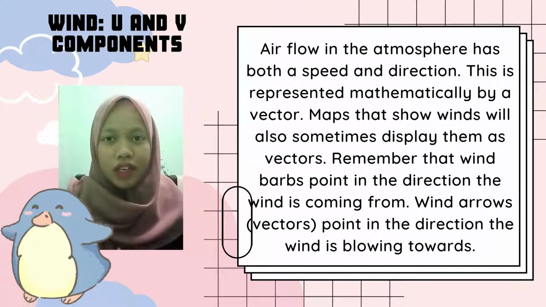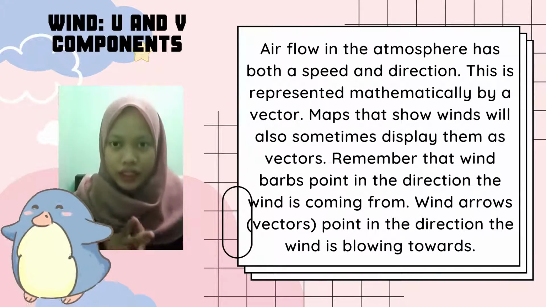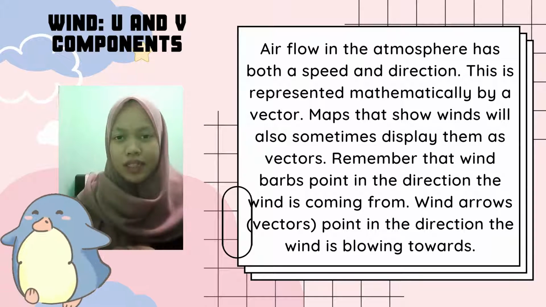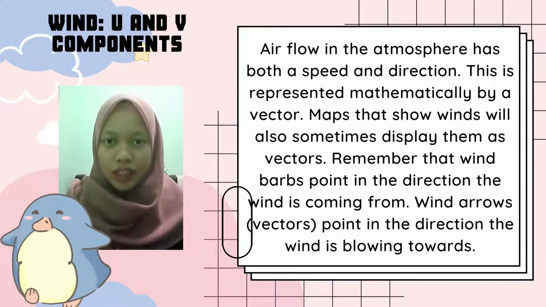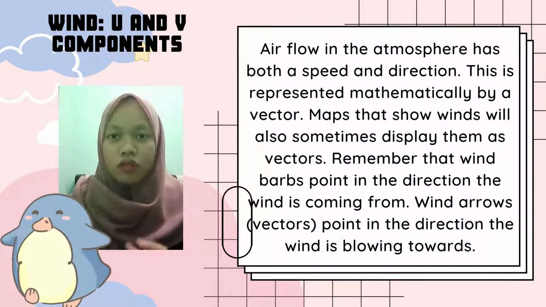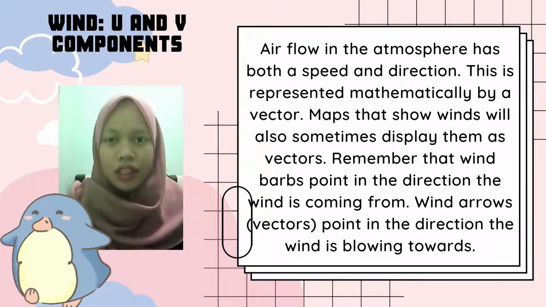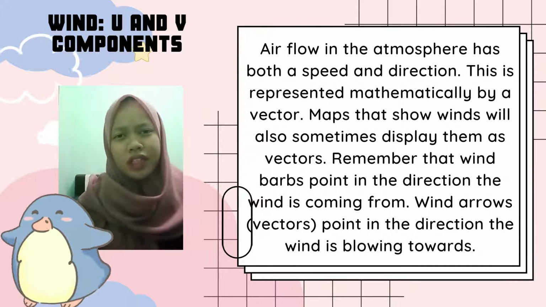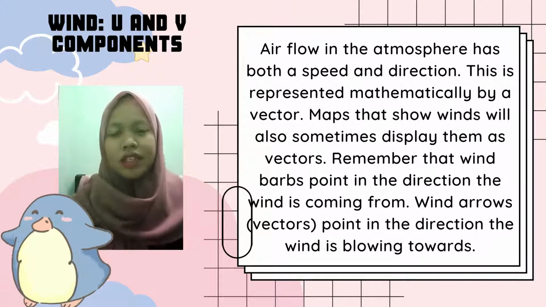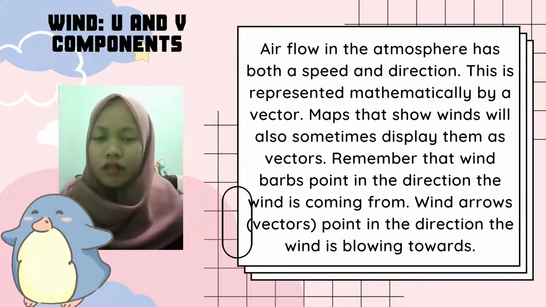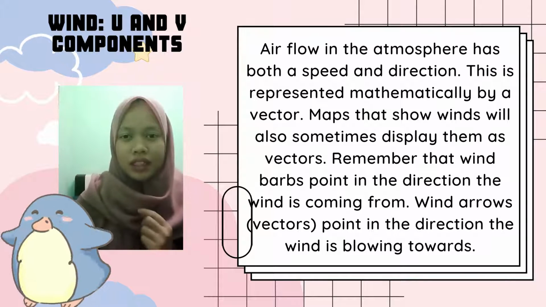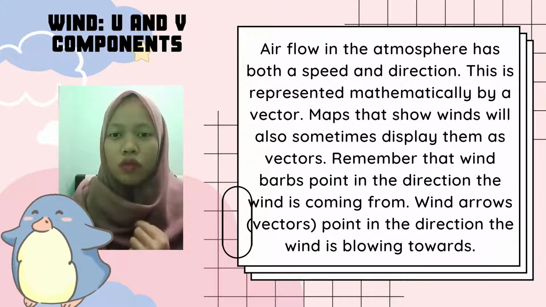Airflow in the atmosphere has both a speed and direction. This is represented mathematically by a vector. Maps that show winds will also sometimes display them as a vector. Remember that wind barbs point in the direction the wind is coming from. Wind arrows point in the direction the wind is blowing towards.